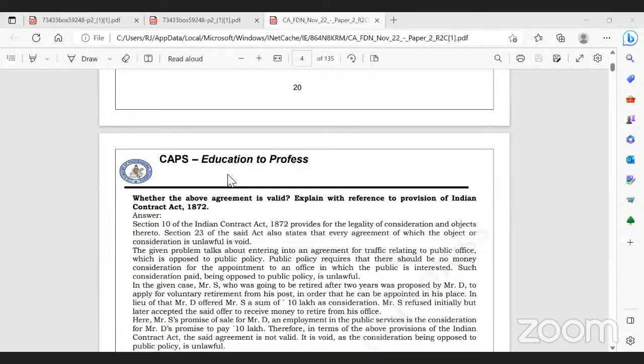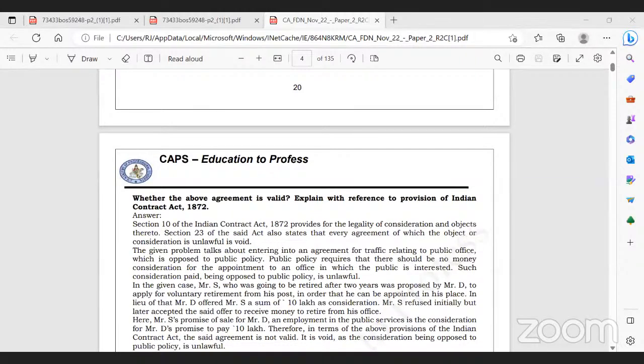So again, you write facts of the case. Mr. S has been offered some money to retire from his public office. Now remember, he's a government servant, right? Second, you write the provisions of the Act. This is again agreements opposed to public policy where there is purchase or trading in public office. What is trading in public office? Where you're asking somebody to retire from his government job by paying him money. All such agreements are classified as agreements opposed to public policy and therefore they are null and void.